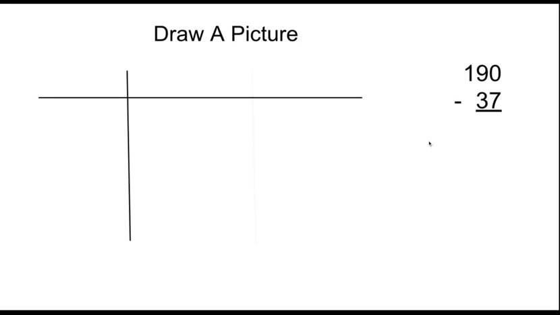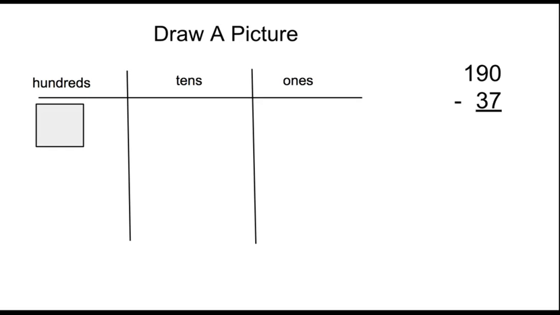The second strategy is draw a picture. So we're going to take the same subtraction problem and we're going to draw the hundreds, tens, and ones. So we're going to draw 100, 9 tens, and there's 0 ones. So we need to start looking here at our ones place. If there are 0 ones, we cannot take away 7 of them.